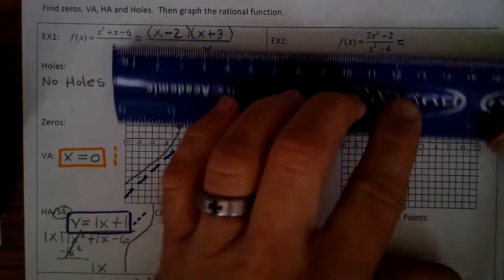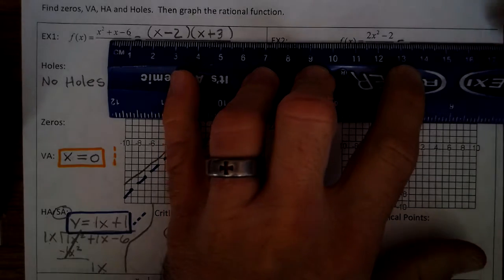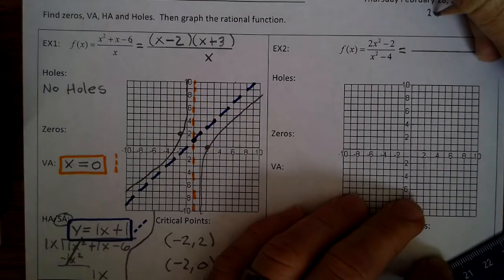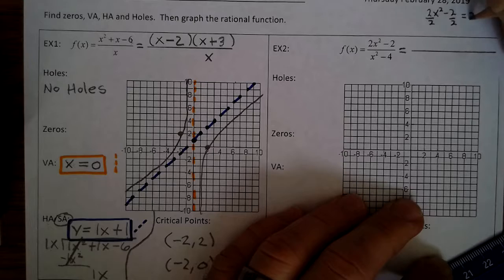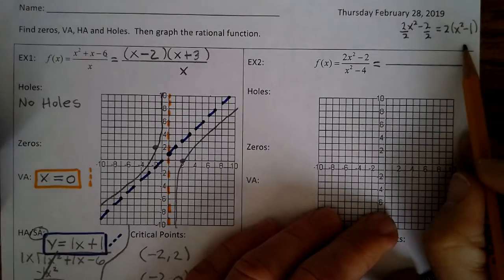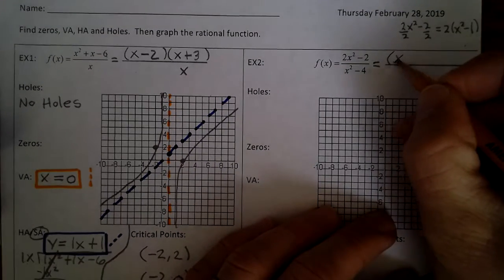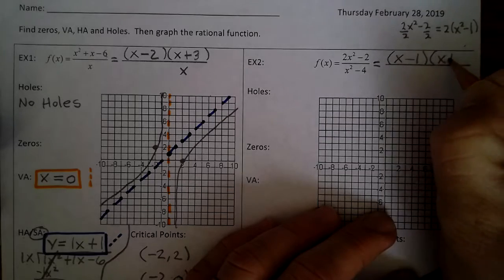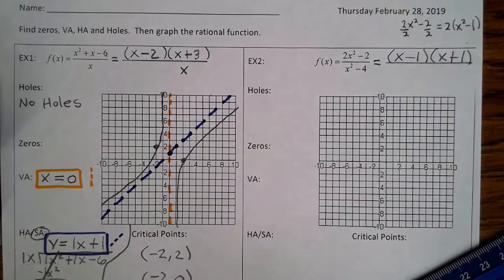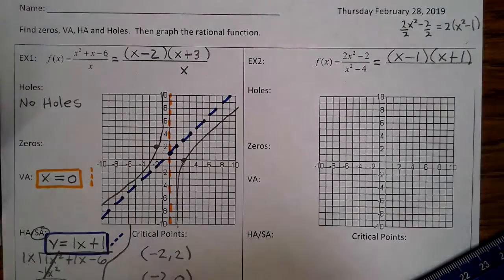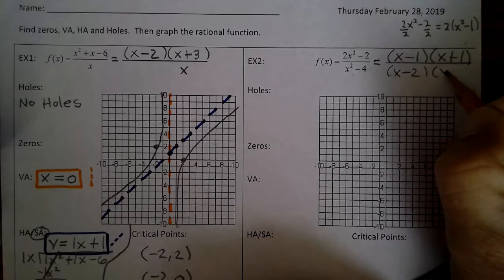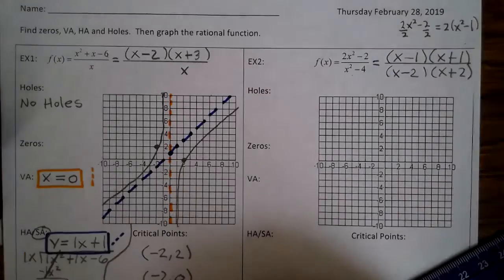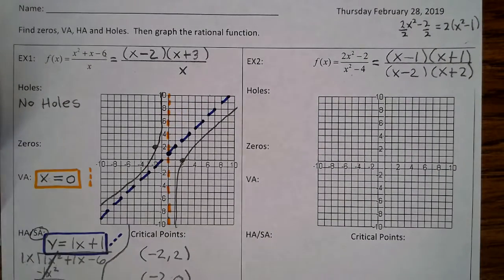Okay, now we can divide 2x squared minus 2 by 2. So that becomes 2x squared minus 1. But that's a difference of squares, so that's factored as x minus 1 times x plus 1. Now this is a difference of squares as well, so that's x minus 2, x plus 2. Now nothing divides and becomes 1, so that's no holes.